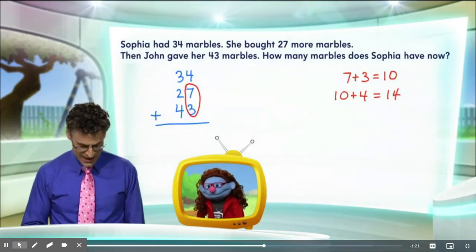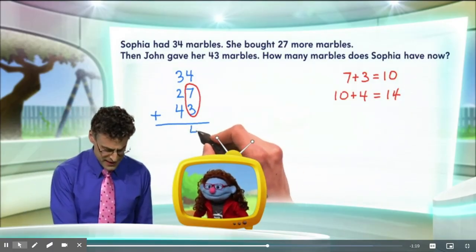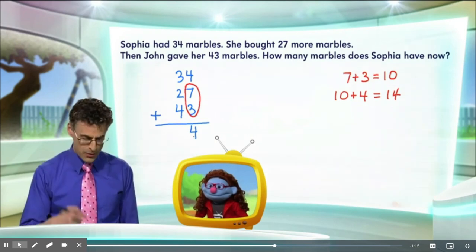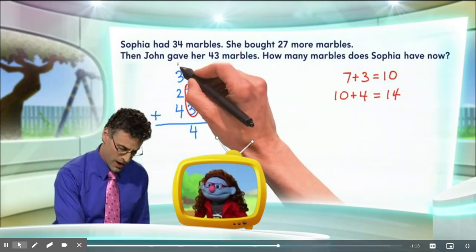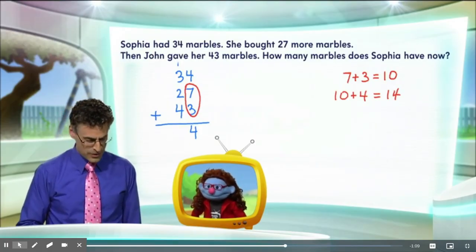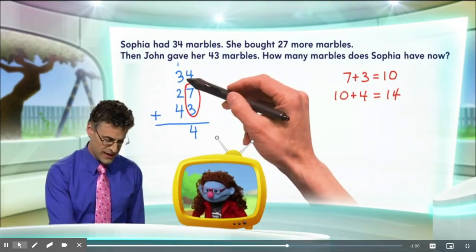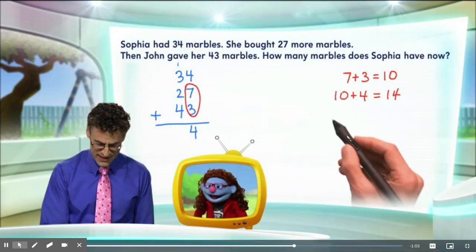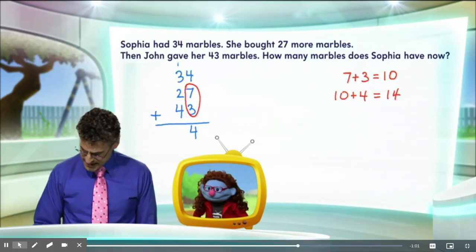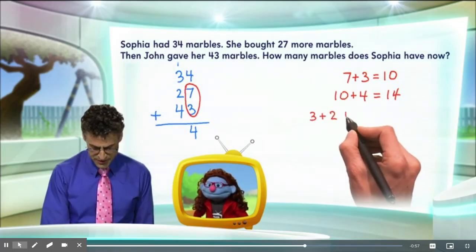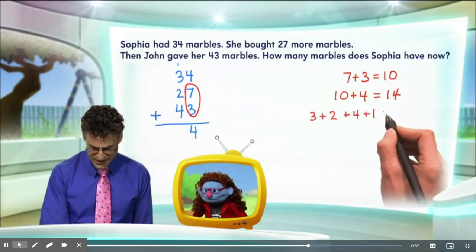What I'm going to do now is write the 4 ones here, and I'm going to regroup, and instead of 10 ones, I'm going to write 1 10. So I'm going to write the 1 way up here. Okay, so now what do I have to add? Well, now I have to add all the 10s. So I have 3 10s plus 2 10s plus 4 10s, plus the 1 10.